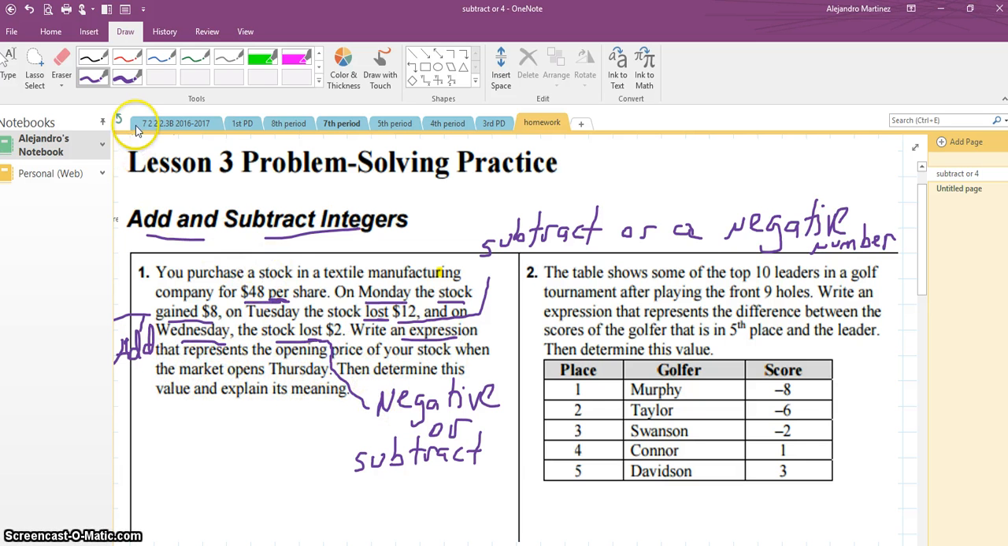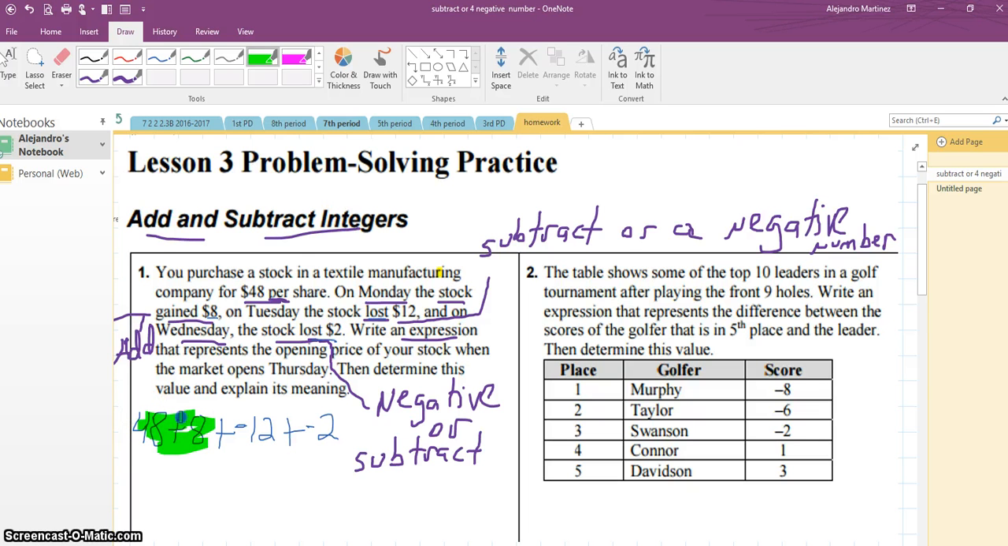So for example, let's look there. Well, it started at $48, so 48. But on Monday, we gained 8, so we're going to add plus 8. And on Tuesday we lost 12, so plus negative 12. And then on Wednesday we lost $2, so plus negative 2. So you can combine two ways to do it.